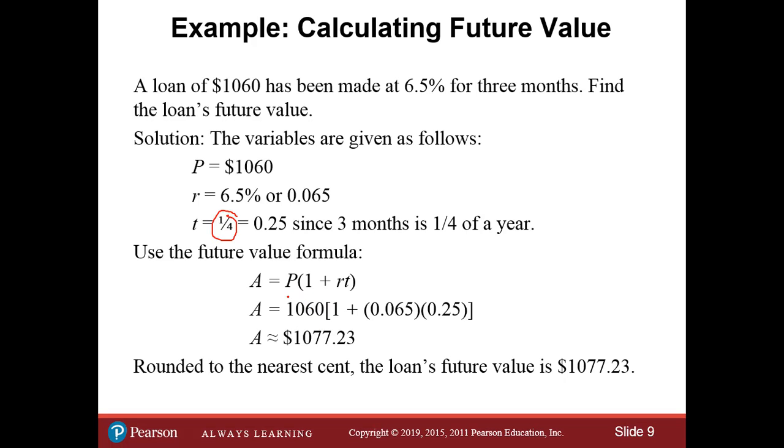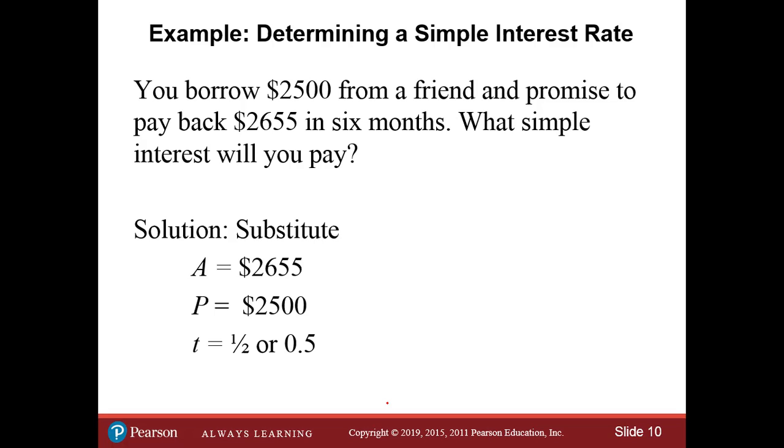So it's going to be 1,060 times the quantity 1 plus the rate times the number of years, which is 1/4 of a year. And so this would give us the correct answer: the future value would be $1,077.23. So how much interest did we pay? Well, it's this amount minus our principal, which was 1,060. That means we paid $17.23 in interest.